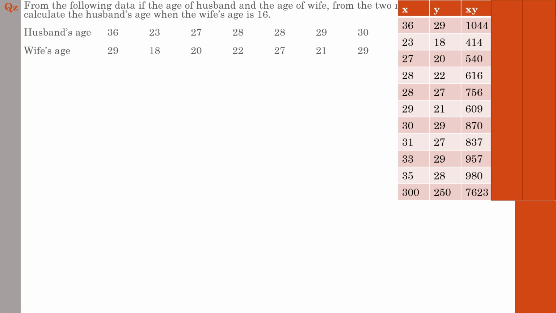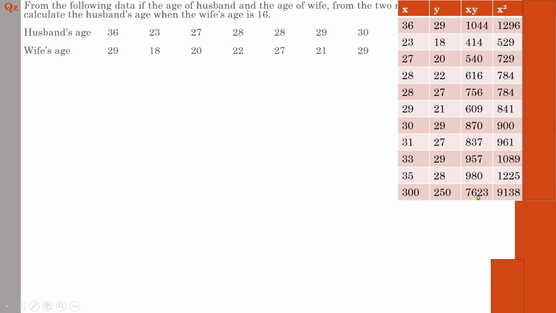Next is xy. I hope you remember the equation which we have learned previously; in that equation you need xy. xy means x into y. Multiplying these two columns you will get this third column. Again you need to take the total of that column. After that x square. I hope you know what is meant by x square. Means you need to take the squares of the values in the x column. And once you have found the values, you need to take the total.